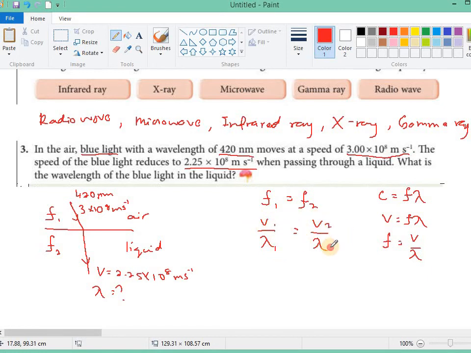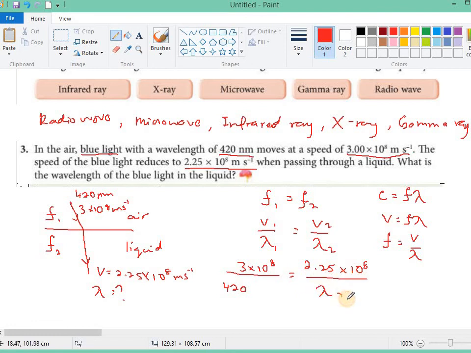Okay, so wave speed 1, we take it inside the air. The wave speed is 3 times 10 power 8. After that is the wavelength inside the air, 420 nanometer. No need to change units, never mind, because both sides are nano. And then this V2 is 2.25 times 10 power 8.